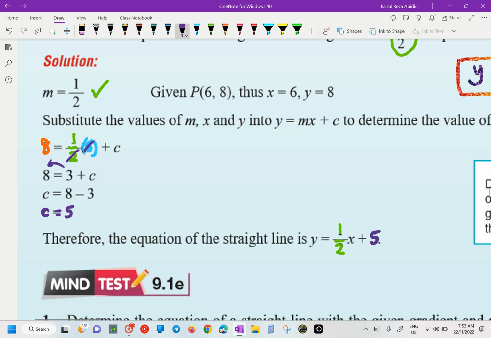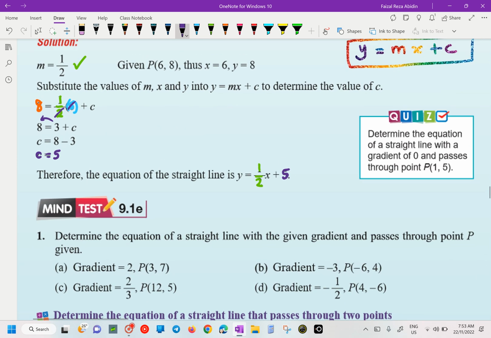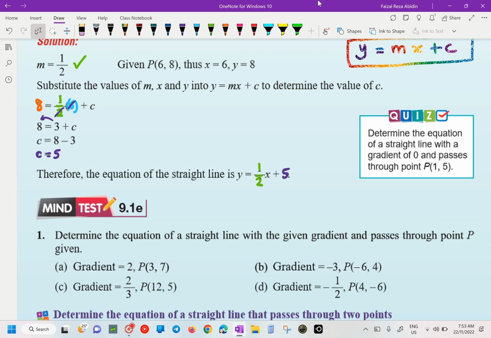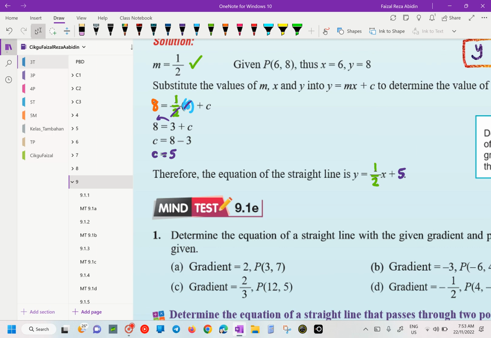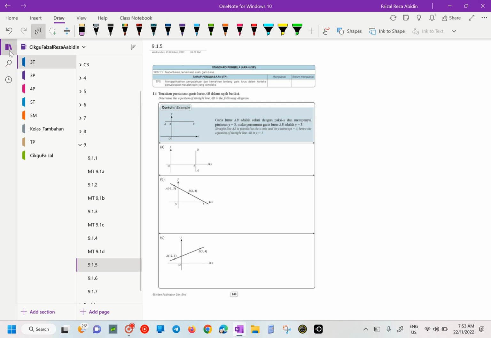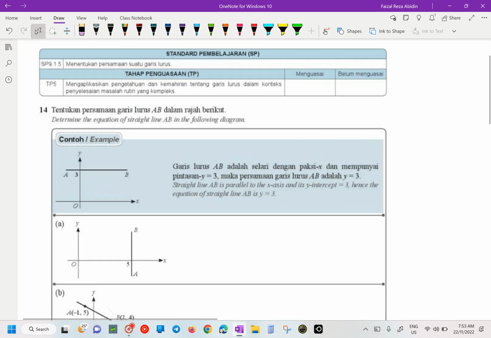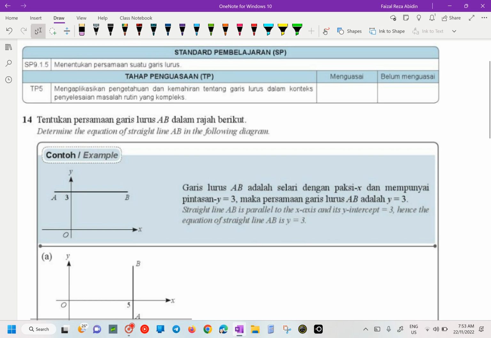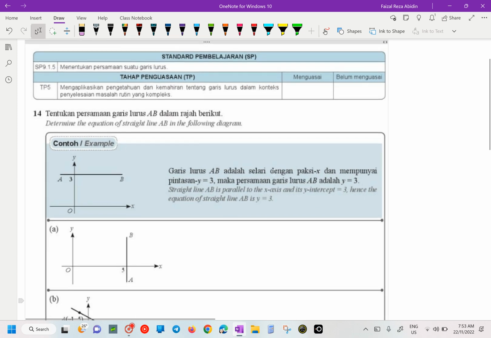Then this one we have our Mind Test 9.1e. Before that, let's go to our Nilam Book. Okay, so if you look at our Nilam Book over here.